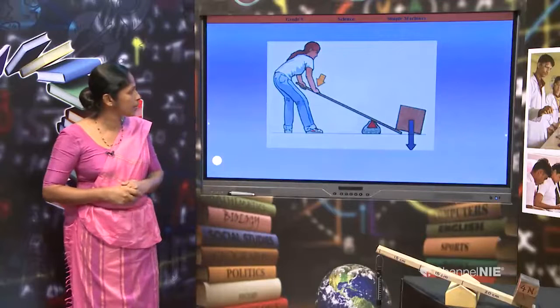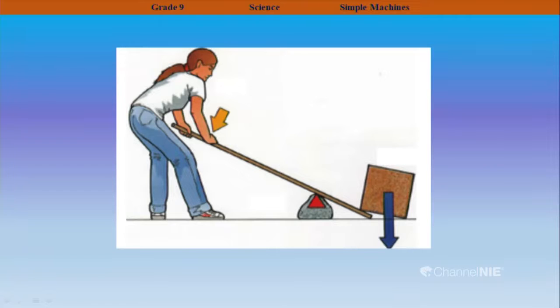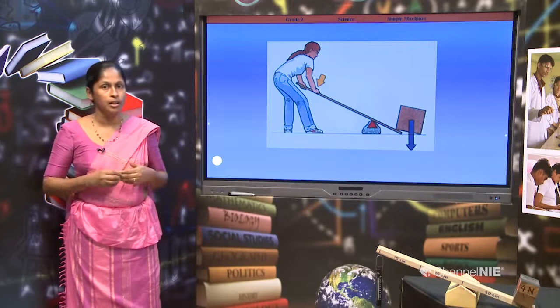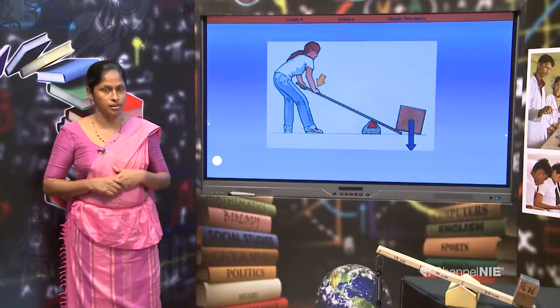Now look at this diagram. This woman is exerting a force to lift the box. The force exerted is less than the weight of the box. And it is easier to exert the force on the rod than lifting it with hands.